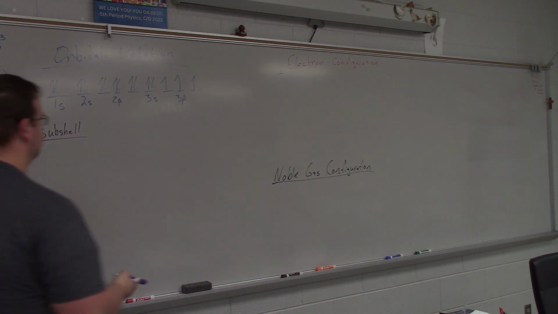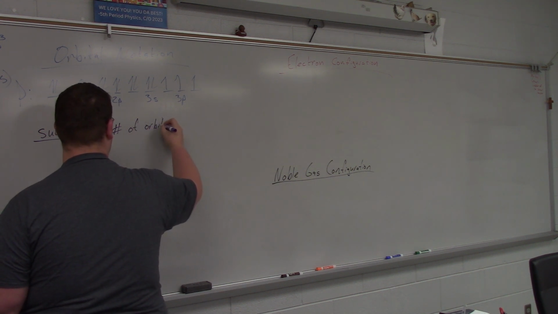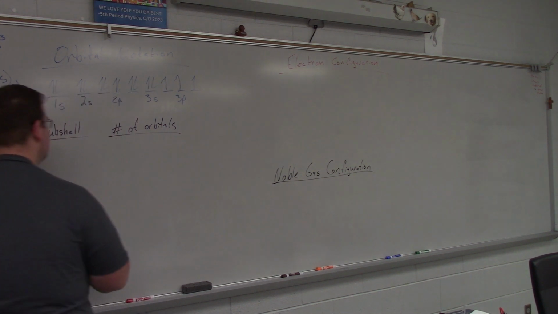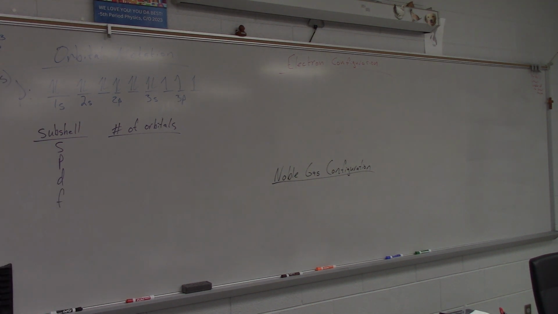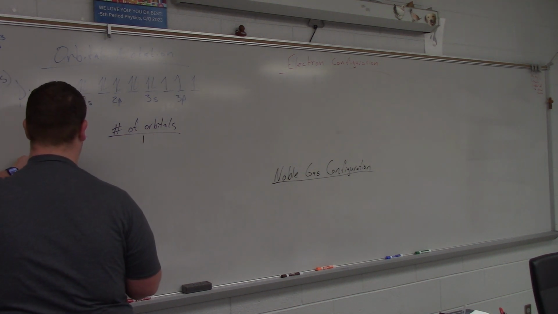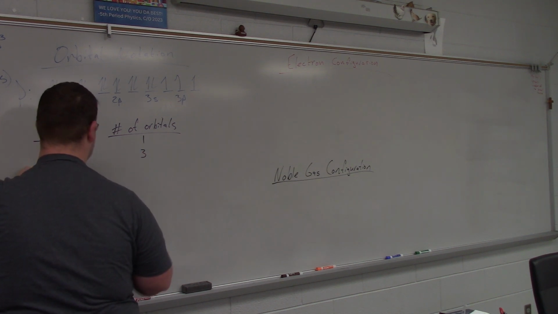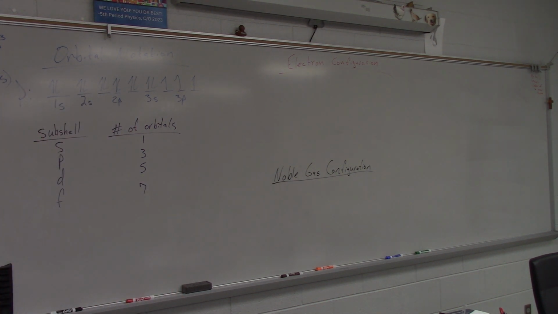Some things to understand. We look at the subshell. They have a certain number of orbitals to them. So the subshells that we have are the s, p, d, and f. S subshells have one orbital. P have three, d have five, and f have seven. If you struggle with this, a good way to remember: count how many columns are in the block and divide by two. S block has two columns. Divide by two is one.